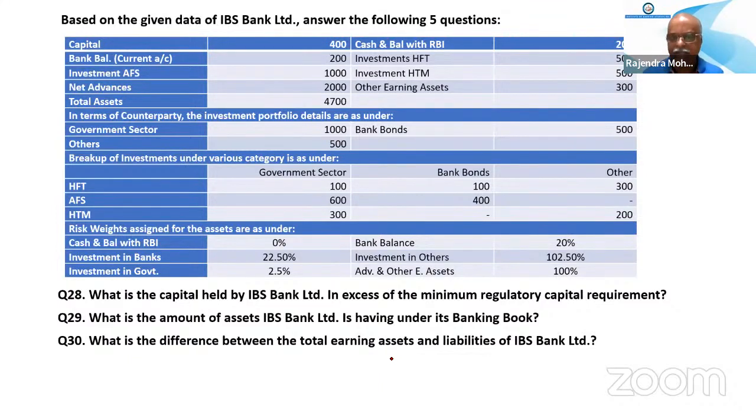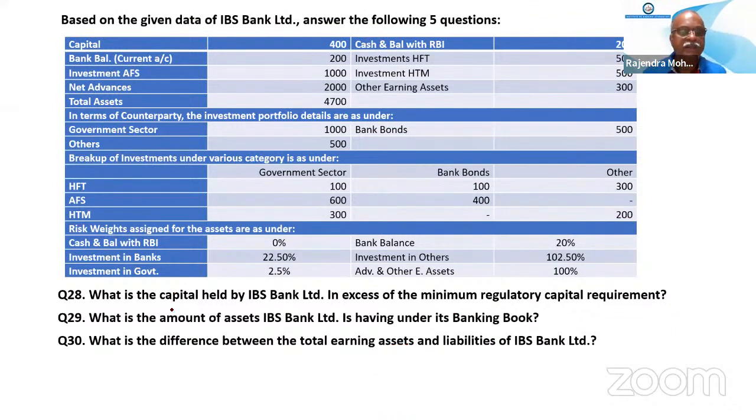Either they will mention that, or if you are having doubt about 9% or 11.5%, they will say in excess of minimum regulatory capital requirement, including conservation buffer. In that case, you have to take 11.5. Normally, they will give the capital adequacy ratio as 9%, and then ask about the minimum regulatory capital requirement.